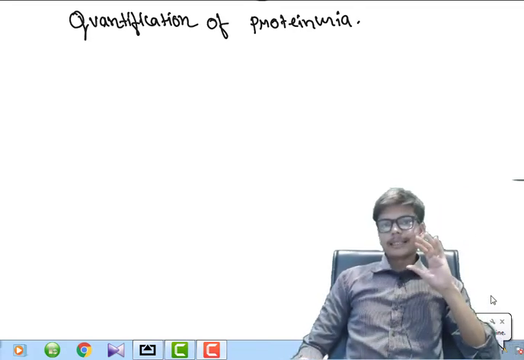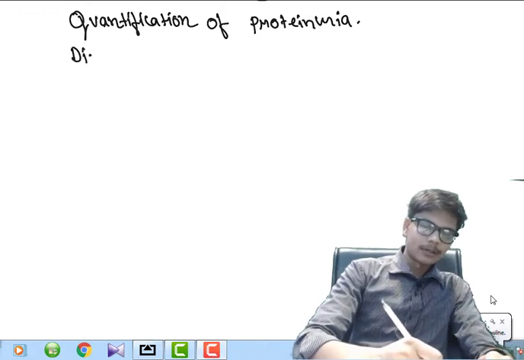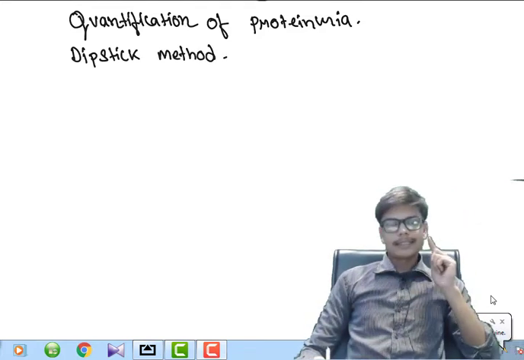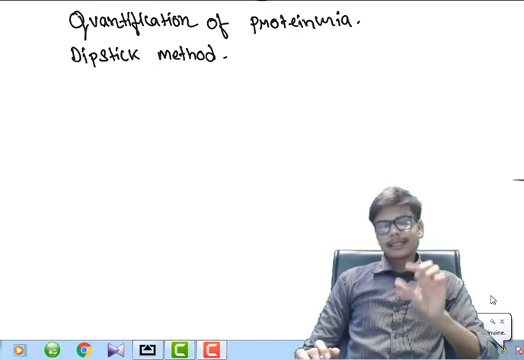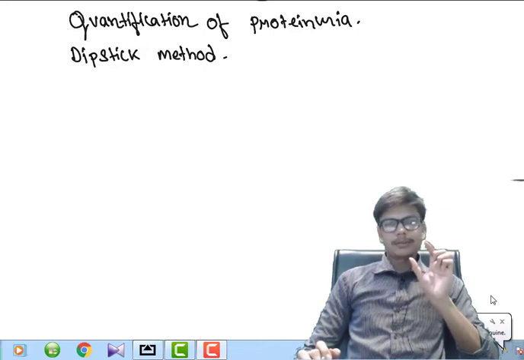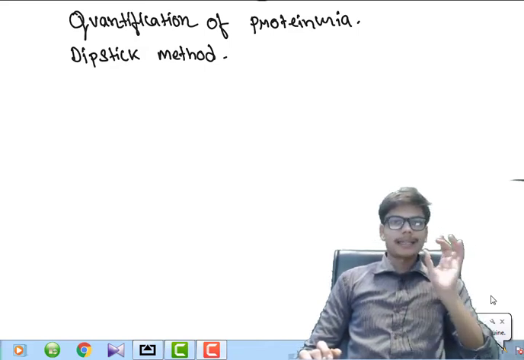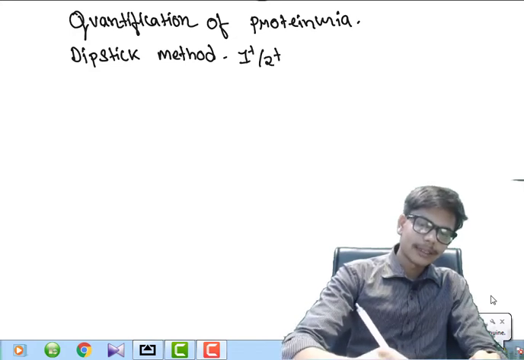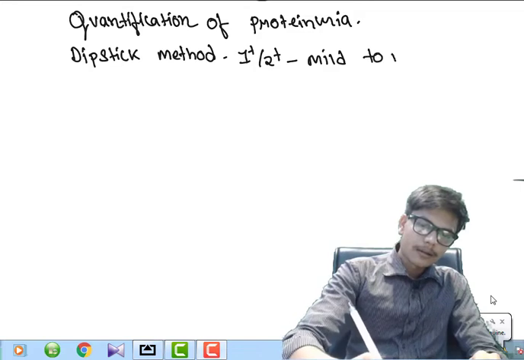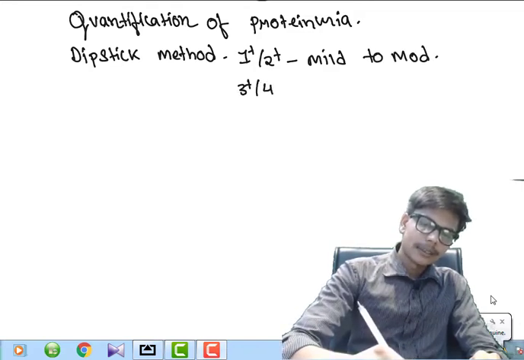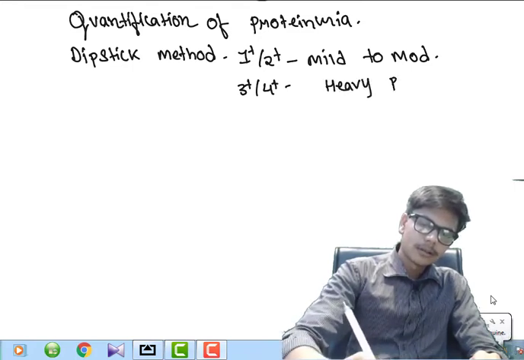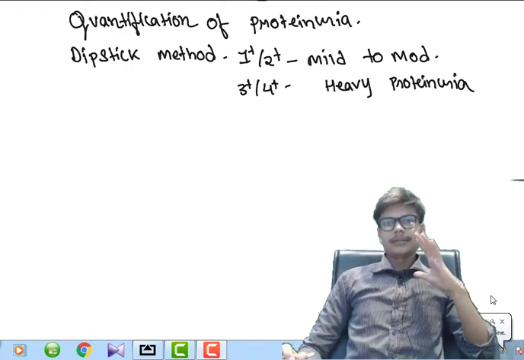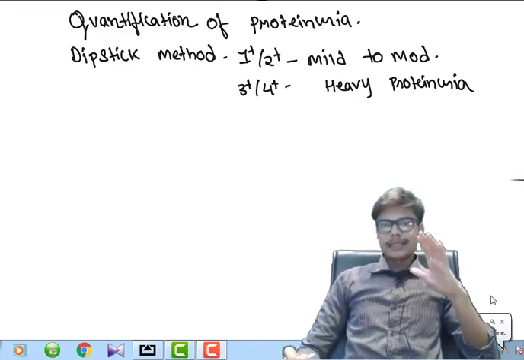We can measure the protein in urine by a method known as dipstick method. In dipstick method, we have a strip and we dip it in the urine solution, and there are different color codings associated with the strip. Based on the change in color, we can compare with the standard value and grade it as 1 plus, 2 plus, 3 plus or 4 plus proteinuria. 1 plus and 2 plus is mild to moderate proteinuria. 3 plus or 4 plus is heavy proteinuria.